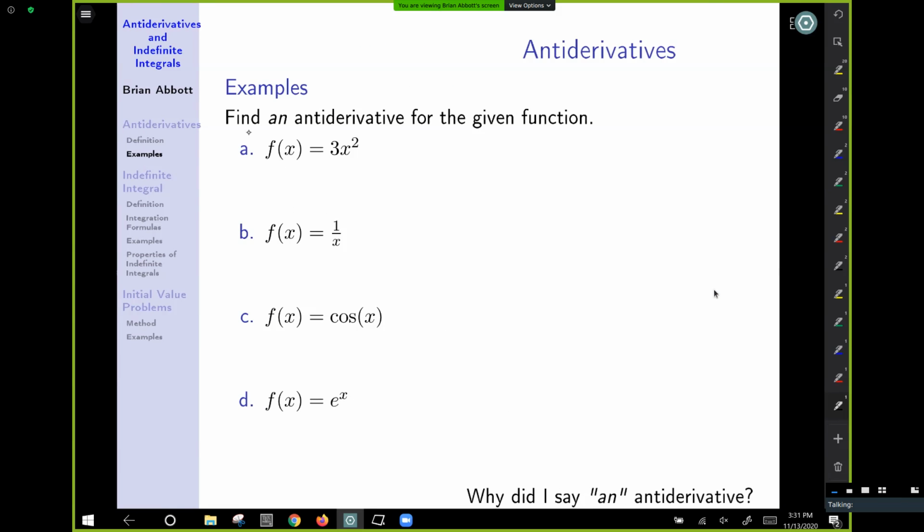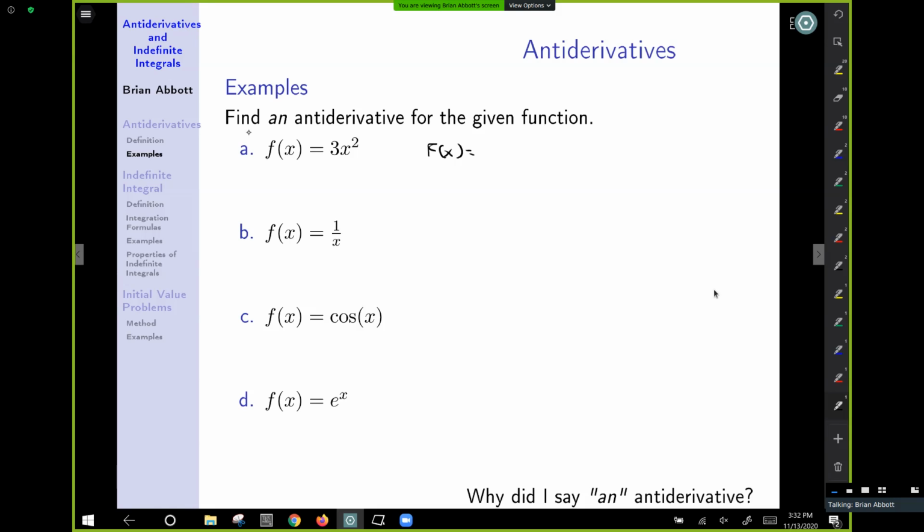Let's just plow in recklessly forward and try some examples. Find an antiderivative for the given function. F of x is equal to 3x raised to the second power. So we want to think about this and say, okay, what has the derivative 3x to the second power? Well, the power rule is drop down the exponent and subtract 1, looking at 3 being 1 bigger than the exponent of 2.